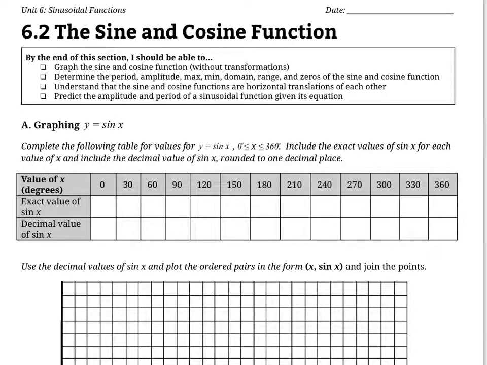Now that we know about the sine and cosine of all sorts of different angles, we're going to now graph them to take a look at what they look like. So by the end of this lesson, you should be able to graph sine and cosine functions, so just the basic function without transformations.